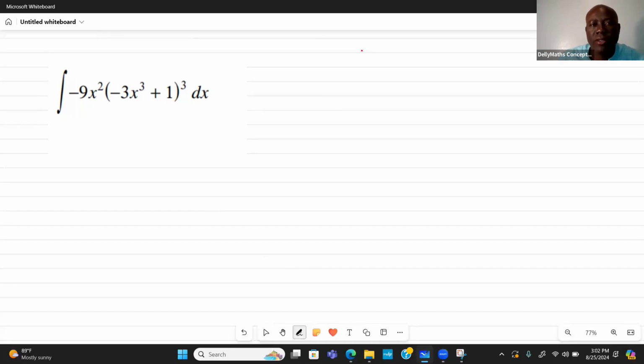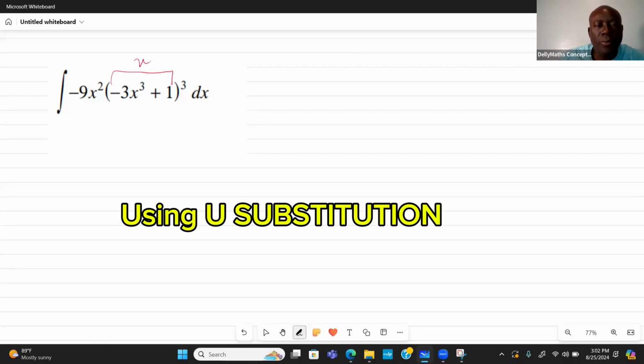All right, so in this video, what we want to do is find the indefinite integral of negative 9x squared times (negative 3x to the third plus 1) all raised to the third power dx. So what we normally do is let the inside function, and in this case, we're going to let this part equal to u in an effort to work this out.